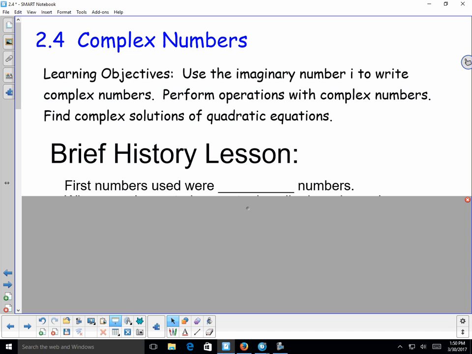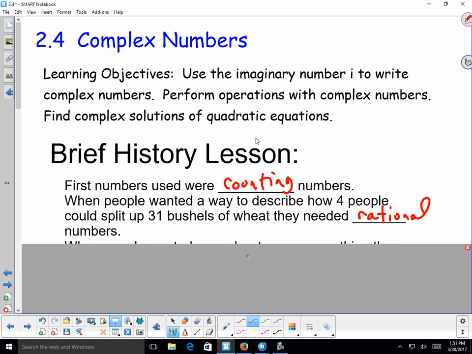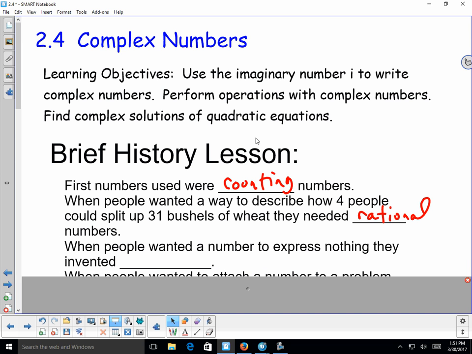All right, the first numbers that were really used by people were, well, I'll say counting numbers, right? Whole numbers kind of include zero. Zero came later. But when people wanted a way to describe how 4 people could split up 31 bushels of wheat, they would need what kind of numbers? Fractional counting. Fractions, rational numbers. All right, so rational numbers came about. When people wanted to express nothing, they had to invent what? Zero. That was not an easy concept for people.